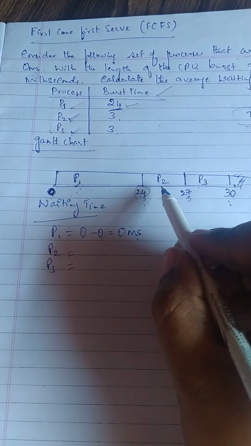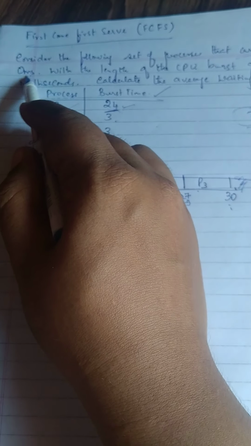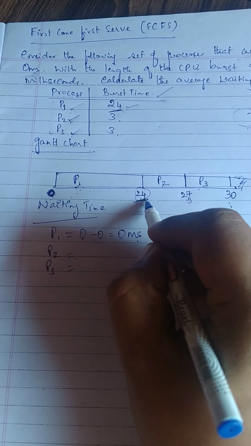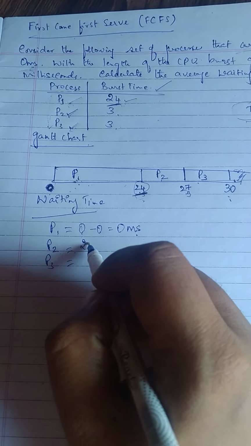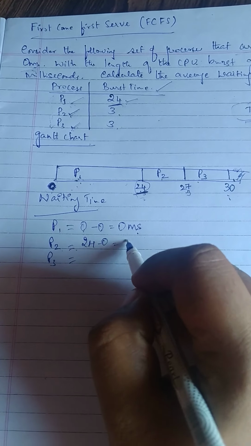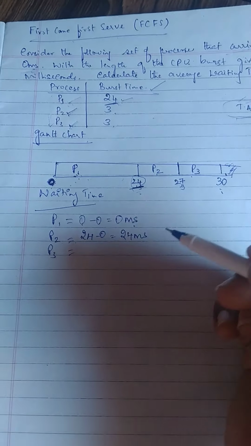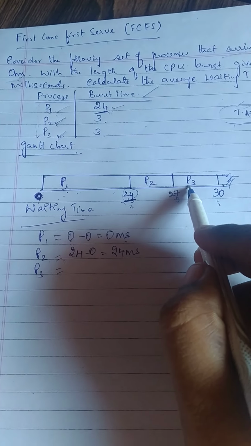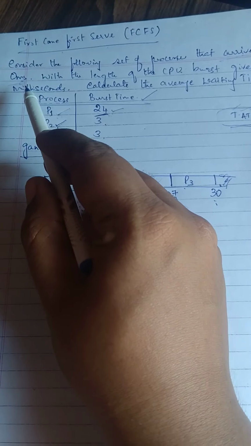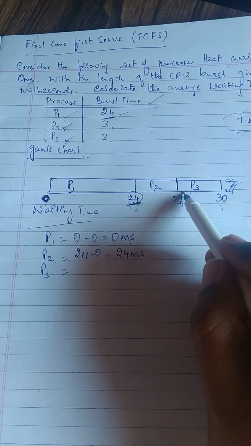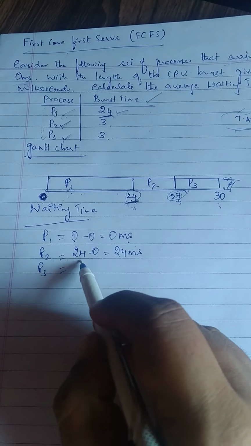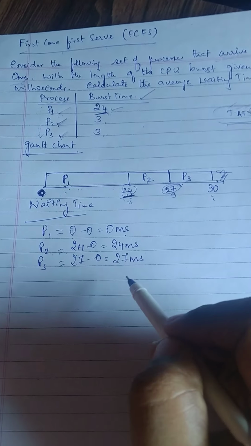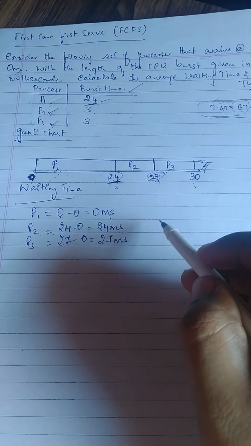Now calculate the waiting time for P2. P2 came in at what time? 0 millisecond. But at what time did it get the CPU? At 24 milliseconds. So how do you calculate the waiting time? 24 minus 0, that is 24 milliseconds. So P2 was waiting in the ready queue for 24 milliseconds. Similarly for P3. P3 came in at 0 millisecond, but at what time did it get the CPU? 27 milliseconds. So 27 minus 0, that is 27 milliseconds. So this is how you are going to calculate the waiting time.